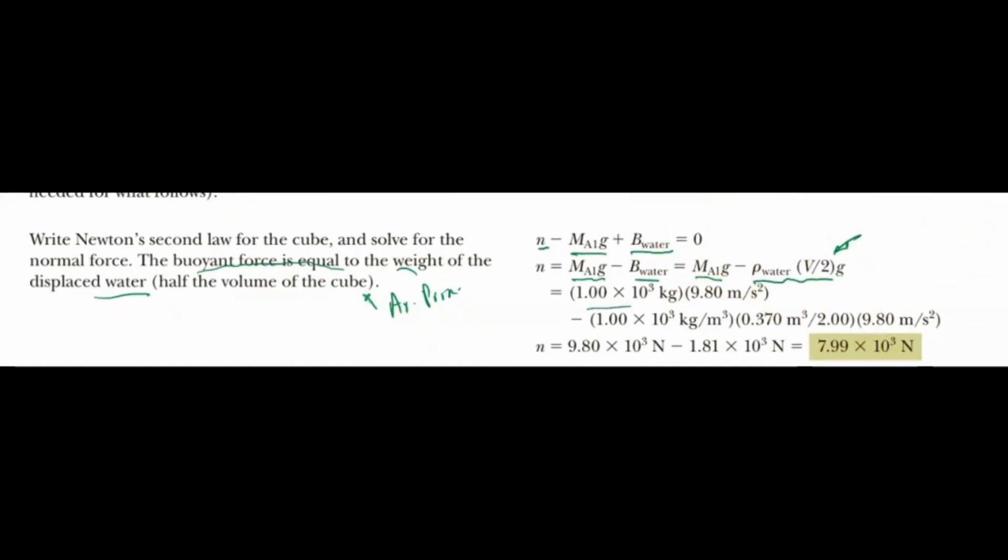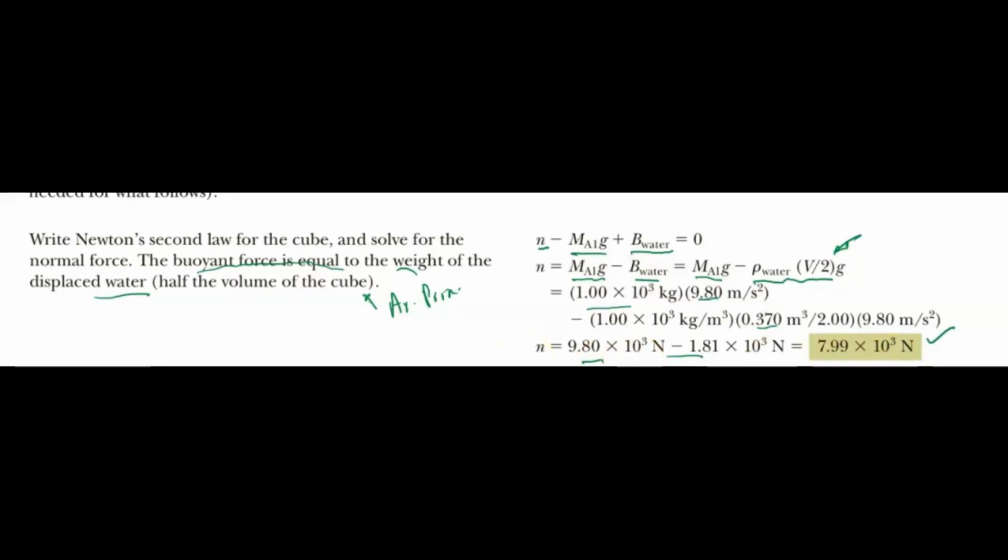Now substitute the values here: 10 raised to 3, 9.8, and the volume 0.370. Using a log table or calculator, you'll get these values: 9.8 into 10 raised to 3 minus 1.8 into 7.99. So this is what we got from the second law, the force.